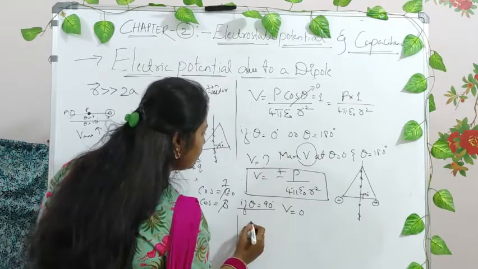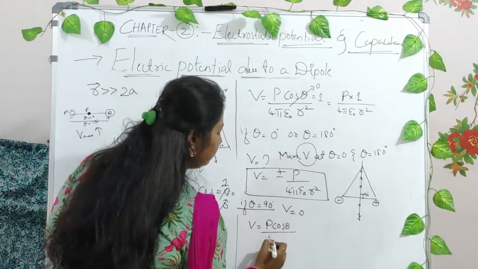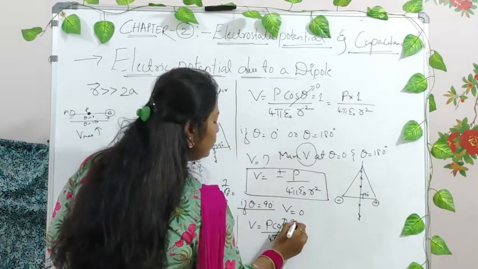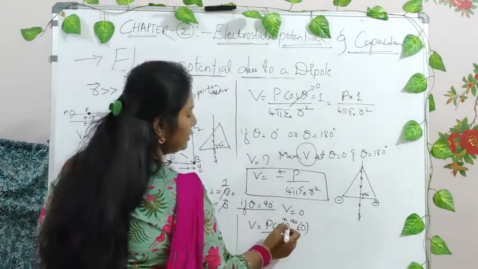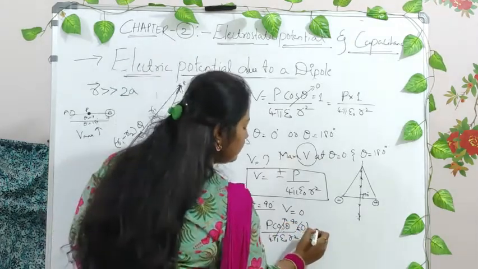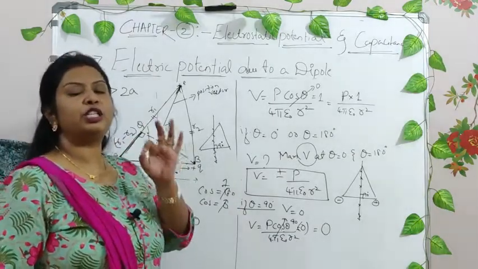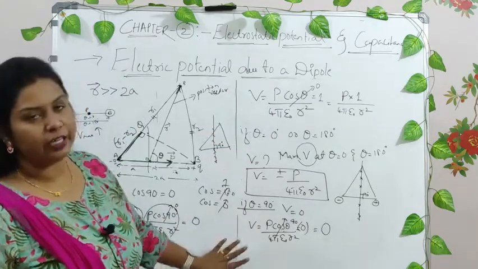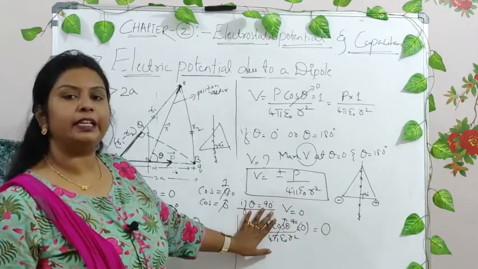Why? Because when you substitute V is equal to dipole moment cos theta divided by 4 pi epsilon naught r square, when theta is equal to 90 degrees, cos 90 is 0, and hence the whole value becomes 0. Then what does it mean? You do not find any potential when a point is placed on the equatorial line. And hence you have these two conditions, when theta is equal to 0 and 180 degrees, and when theta is equal to 90 degrees.